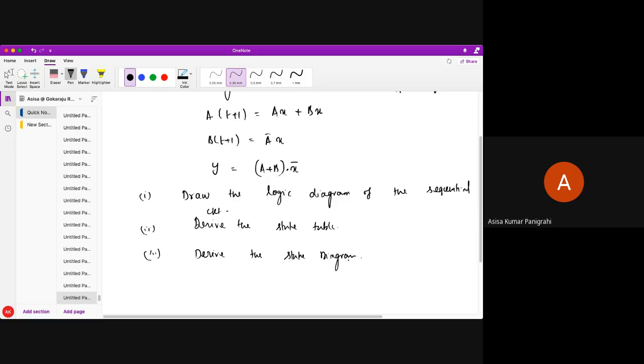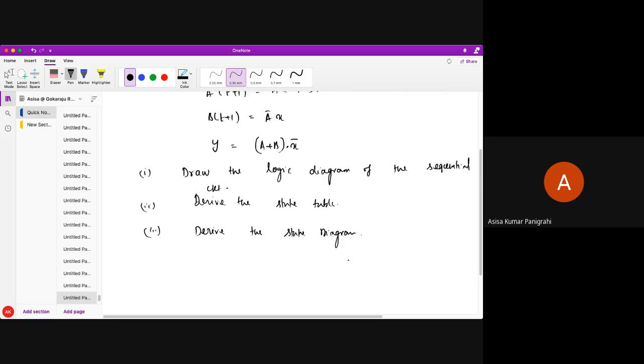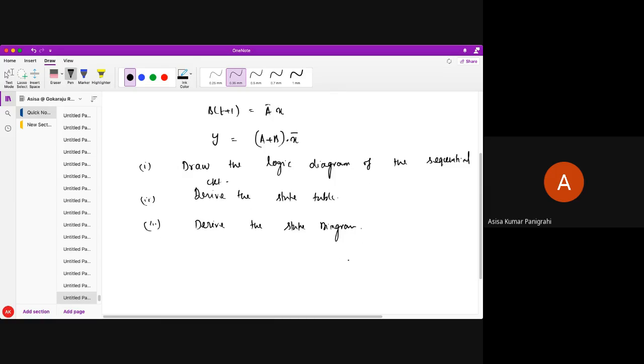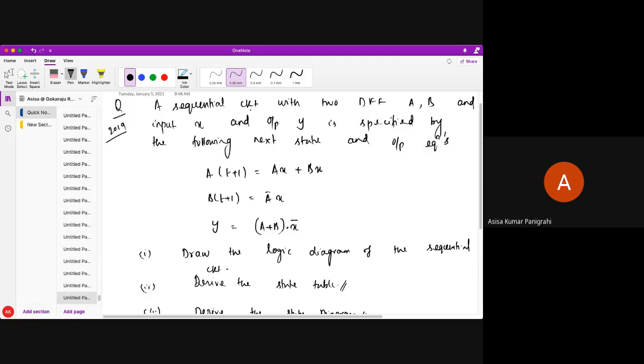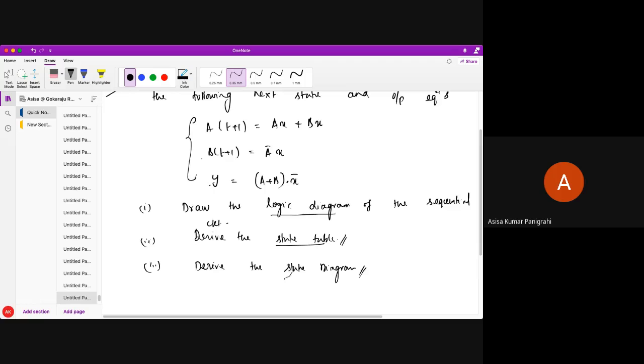Today is the last class for unit 3, students, and unit 4 I will start next week. So draw the logic diagram of the sequential circuit, derive the state table and derive the state diagram. These three things are given to you. What is given to you is a sequential circuit with two D flip-flops A and B, which has input X, output Y, and these are the next state equations and output equation. You have to draw the logic diagram, derive the state table, and draw the state diagram.